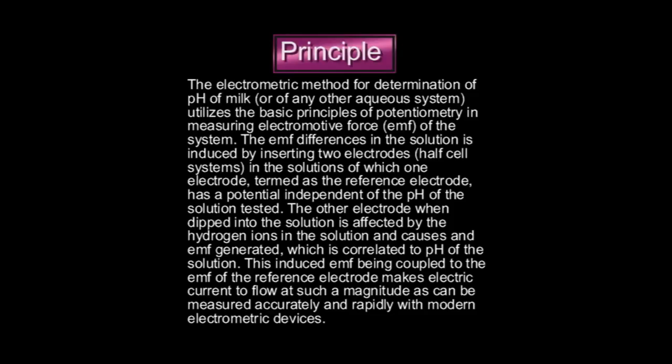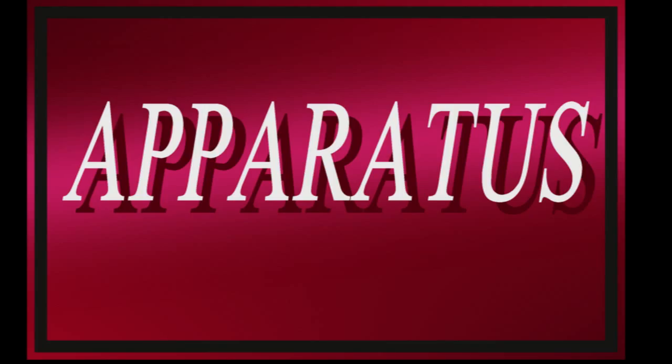The other electrode, when dipped into the solution, is affected by the hydrogen ions in the solution and causes generation of EMF, which is correlated to pH of the solution. This induced EMF, being coupled to the EMF of the reference electrode, makes electric current to flow at such a magnitude as can be measured accurately and rapidly with modern electrometric devices.